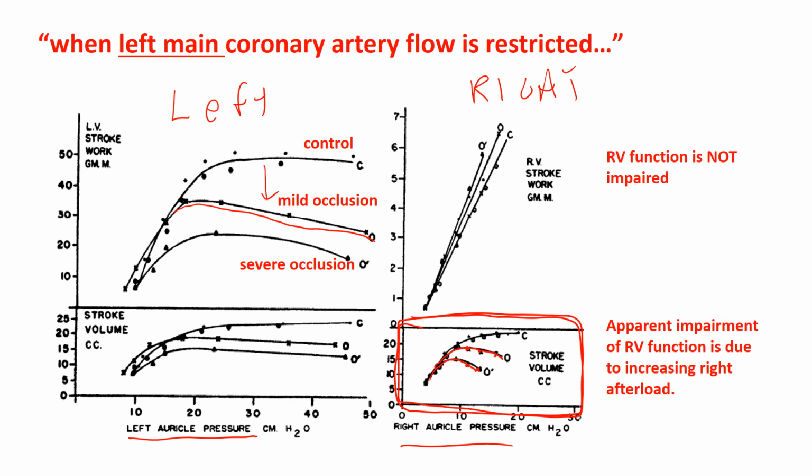And here's the important point that Sarnoff and Braunwald made. The right ventricular relationship between stroke work and preload did not change with occluding supply to the left side, right? So control and these occlusions are sitting right on top of each other for the most part. As the left side failed, the afterload to the right side increases because the right side is doing more and more of the work of the left. If you look at cardiac output versus right-sided preload, you might interpret this as an impairment of RV function. But if you look at right-side stroke work, that's not impaired. And the real mechanical impairment is on the left side.